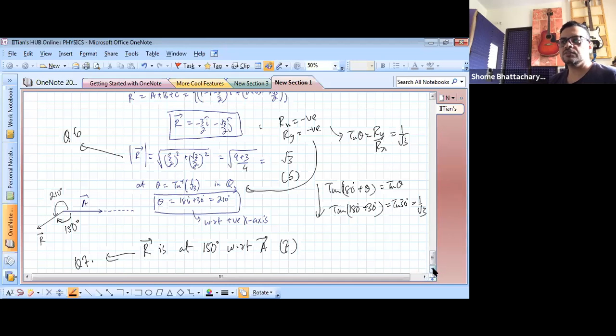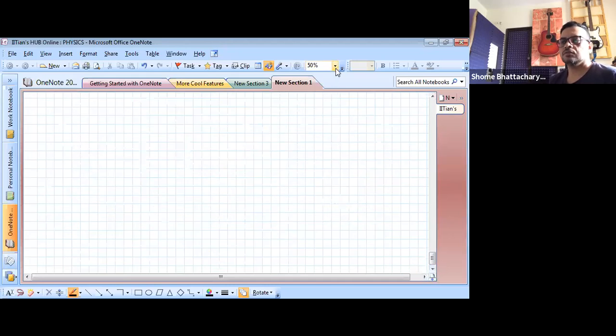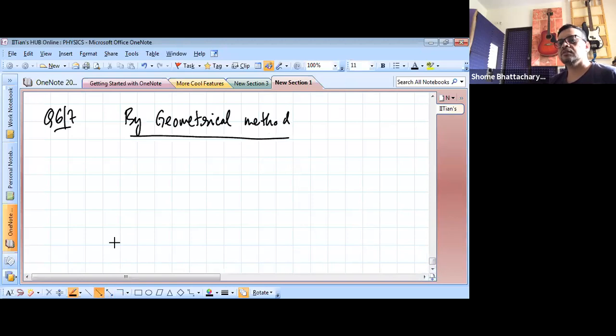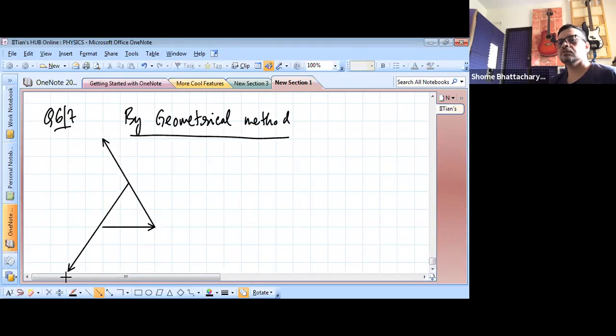Now we can also do this question by geometry. So question 6 and 7 by geometrical method. So you can see that your vector E, then your vector B, then your vector C. They're like this.